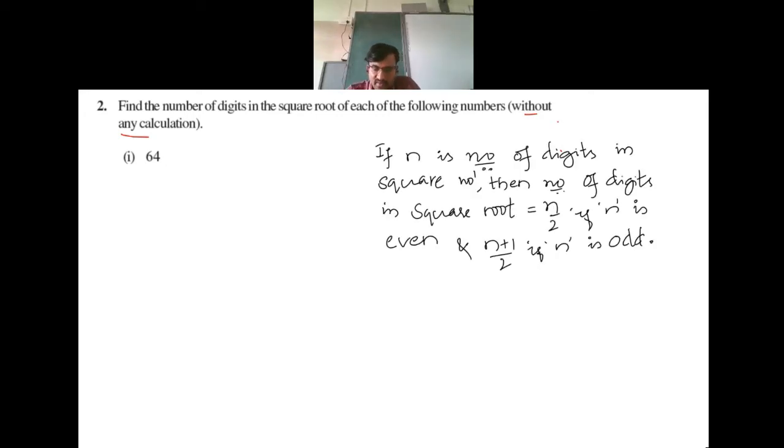If n is the number of digits in the square number, then the number of digits in its square root will be n by 2, provided it is even, and n plus 1 by 2 if it is odd. Always we have to look at the number of digits.